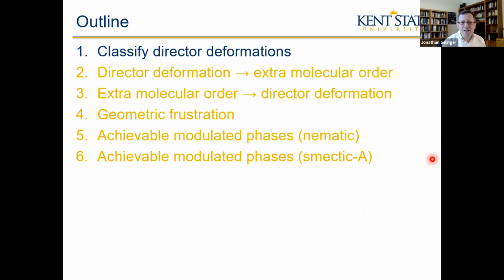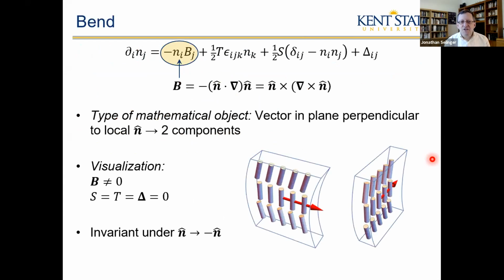As you might or might not recall from that, there's a system for classifying director deformations, which is based on the symmetry of the deformation under rotations about the local director. It breaks the director deformations into 4 normal modes, which are different types of mathematical objects. The first normal mode is bend, as you see here. This object is a vector in the plane perpendicular to the local director.